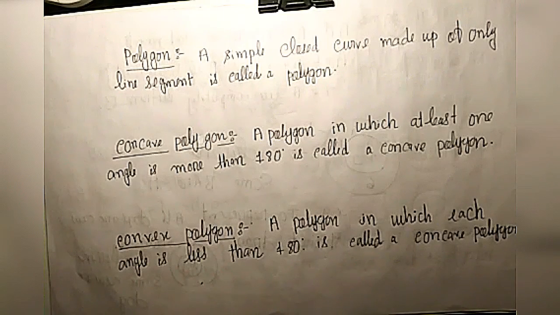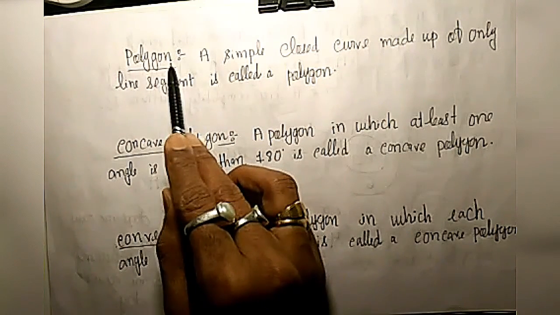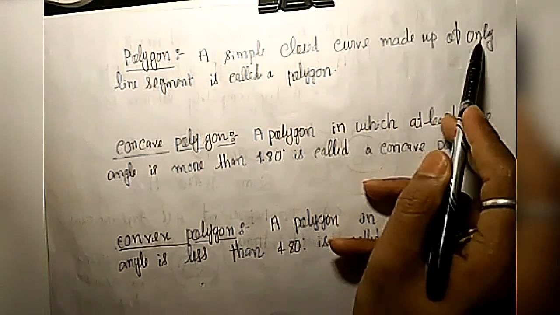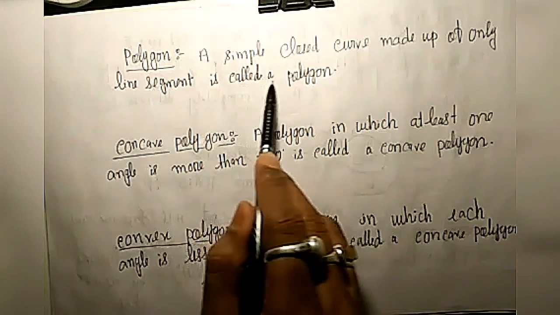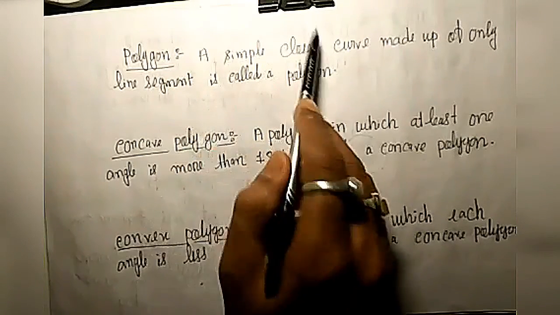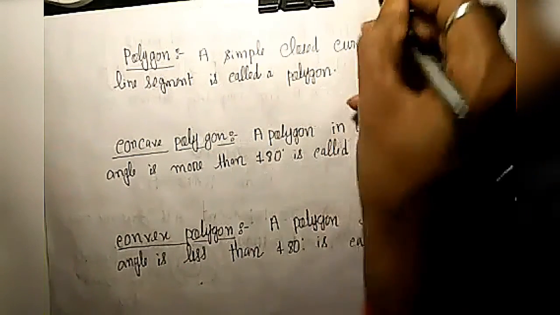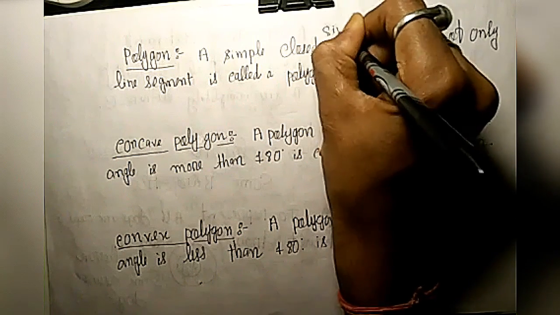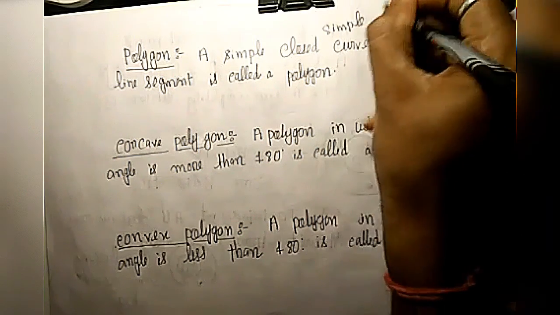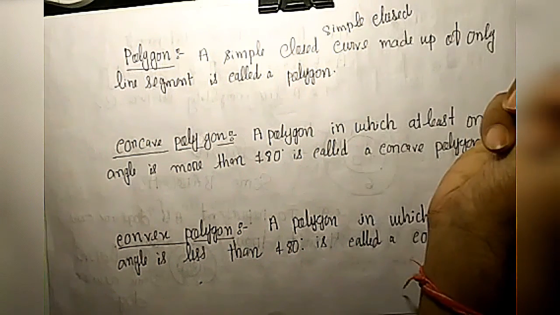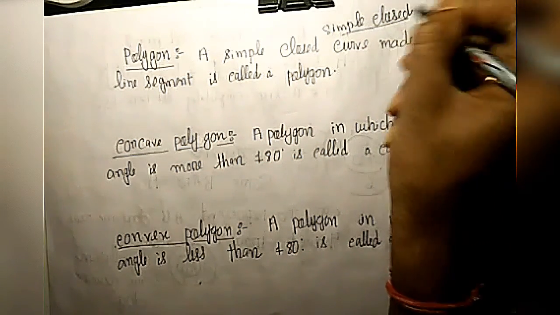Let us move to the next topic, polygon. A simple closed curve made up of only line segments is called a polygon. First of all, we should know what simple closed means. Simple means the curve which does not intersect.